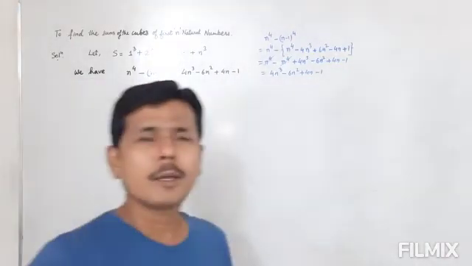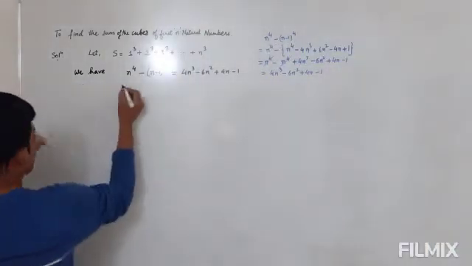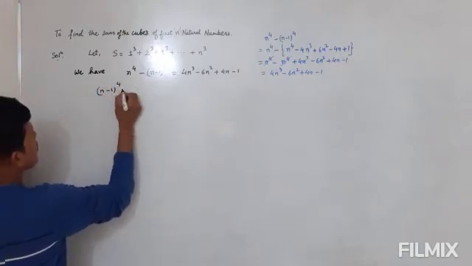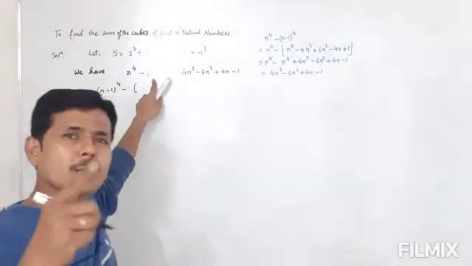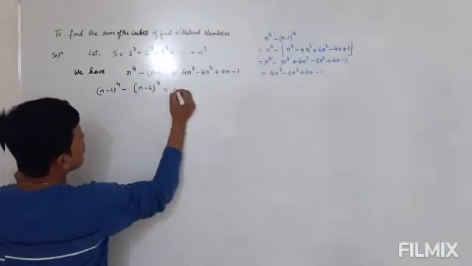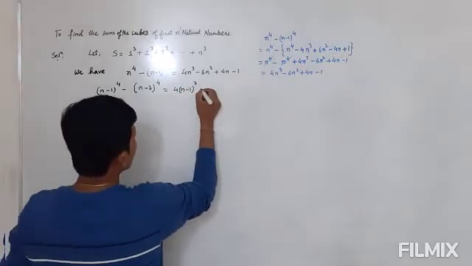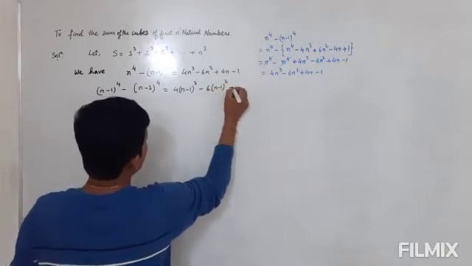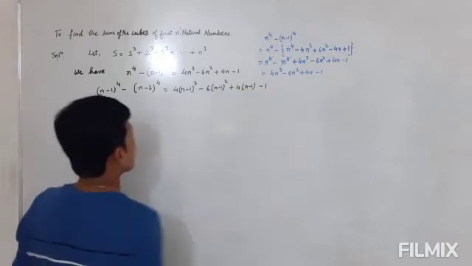Got it? Now I am going to replace n by n minus 1. So writing over here (n minus 1) whole to the power 4, and if I replace n by n minus 1, that will be equal to n minus 2. (n minus 2) whole to the power 4. Over here 4 times (n minus 1) whole cube minus 6 times (n minus 1) whole square plus 4 times (n minus 1) minus 1.